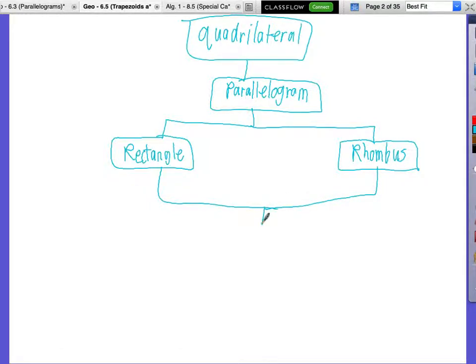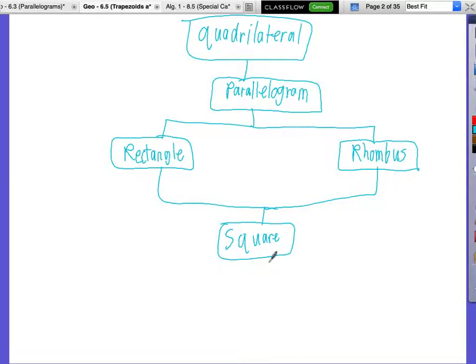And then we had one other thing. The rhombus and the rectangle were walking down the hallway, holding hands. Now they have a kid, and what is this kid? It's a square. Thank you, Noah.